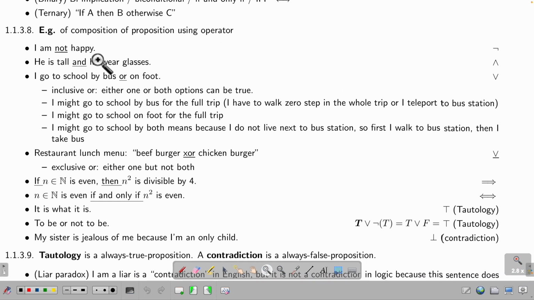I am not happy. I can use any symbol to represent "I am happy." So suppose I call it H. So H means I am happy. Now I want to negate it. That means I want to flip it to negative. So what I do, I just write this symbol, okay?